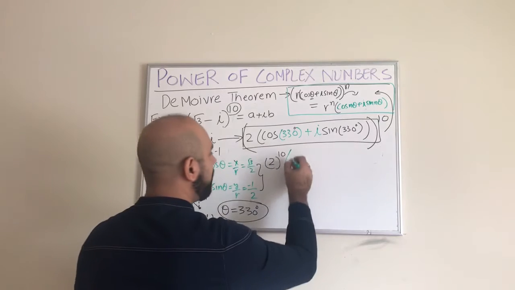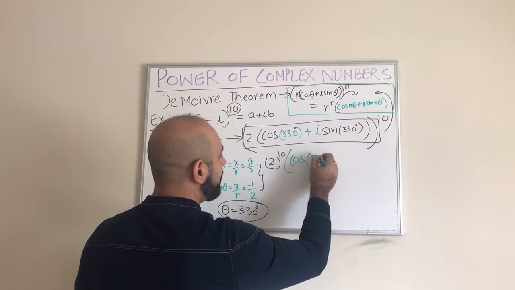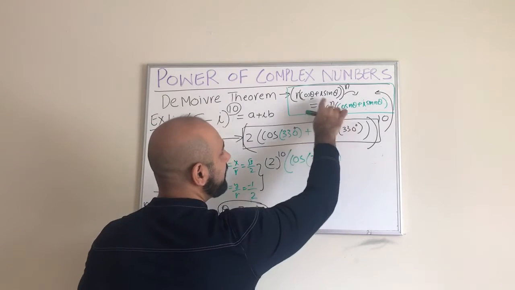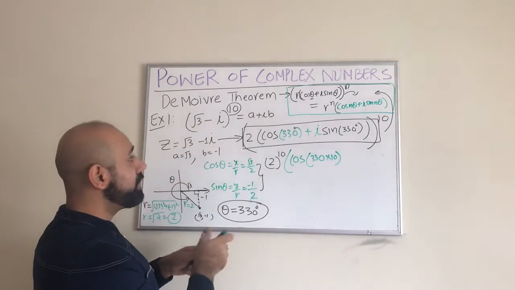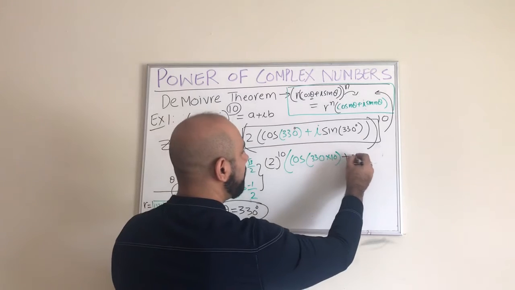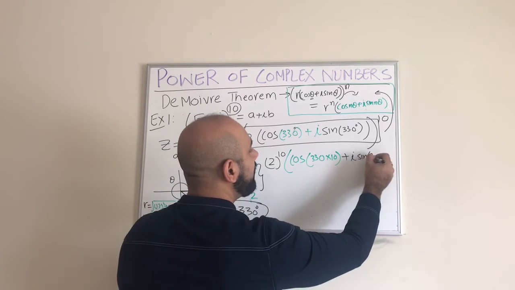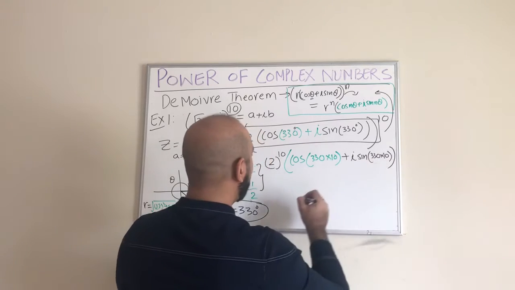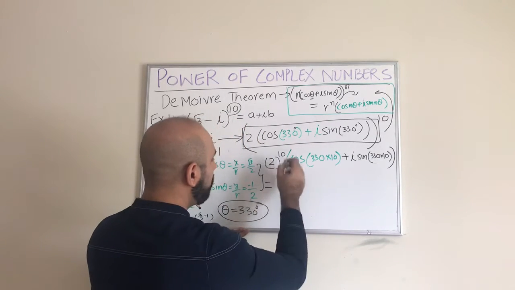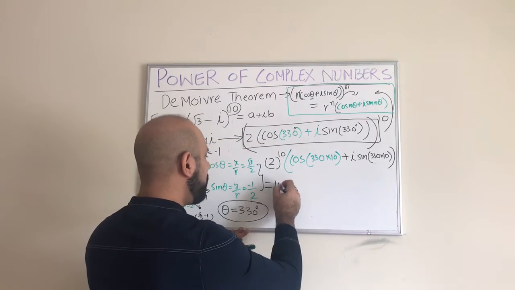So in this case, it's going to be cosine of 330 times 10. Guys, that's exactly what's happening here: n times theta. Here n is 10, so it's 10 times 330. And then plus same thing, i times sine of 330 times 10, and that will be the first step from here. Guys, 2 to the power 10 is I think 1024.